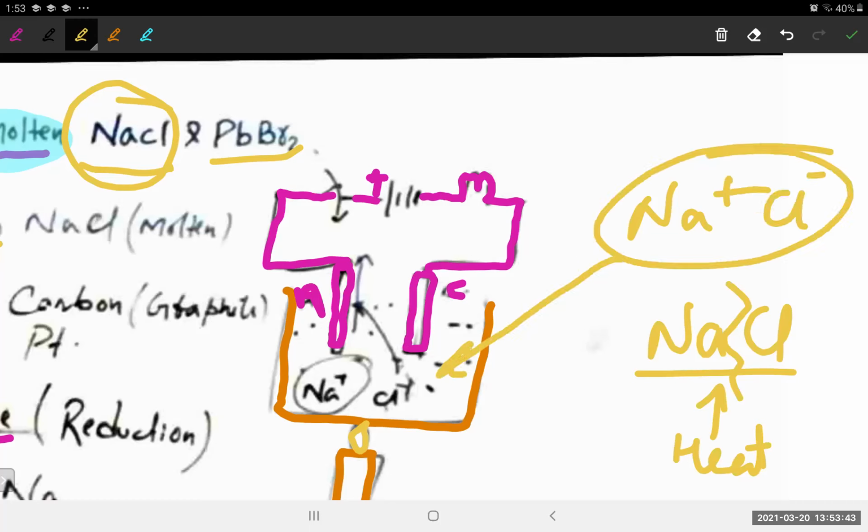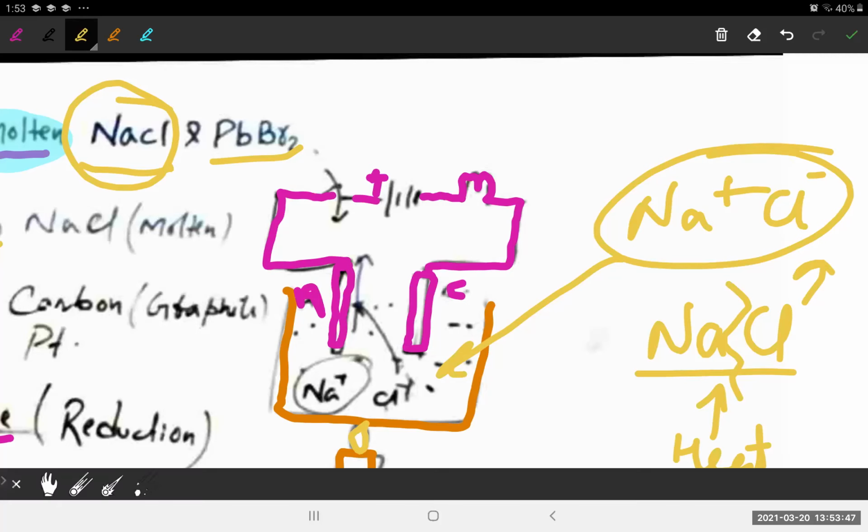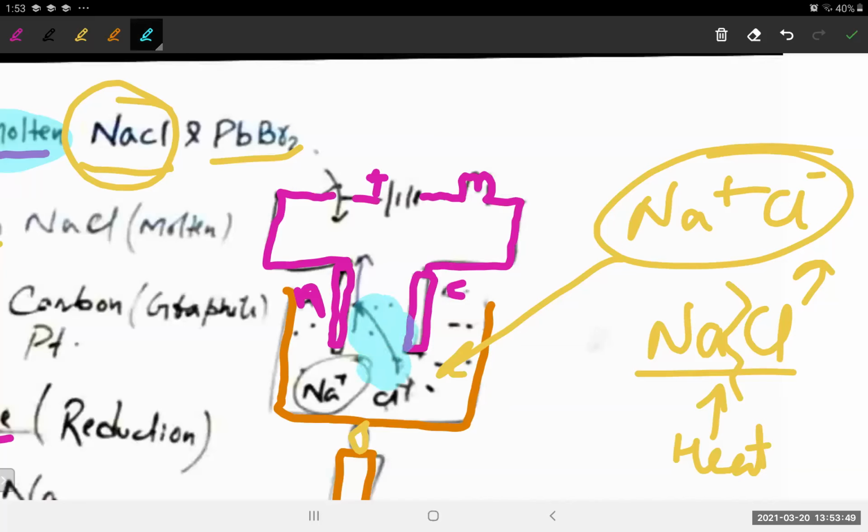Okay, is it clear everybody? Yes. So this is what this is, molten NaCl. I'm drawing it with blue. Don't think that there's water inside. Okay, everything blue is not water.